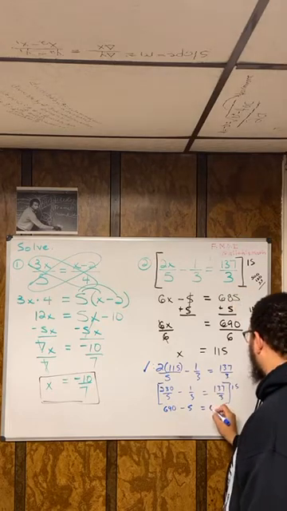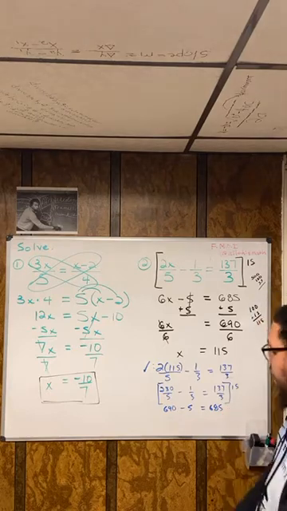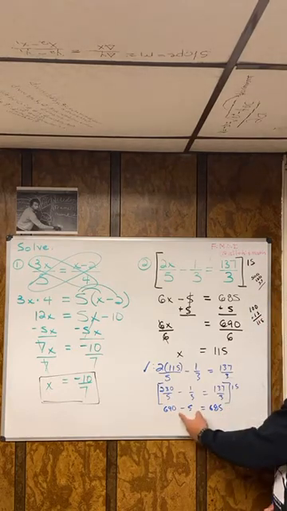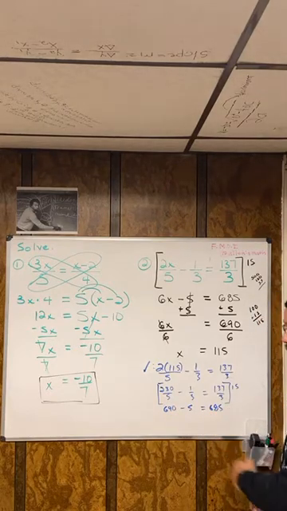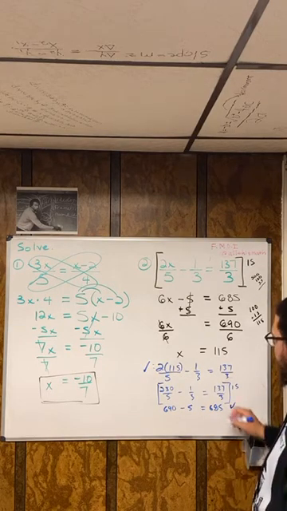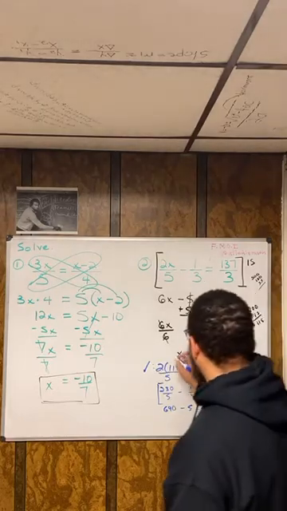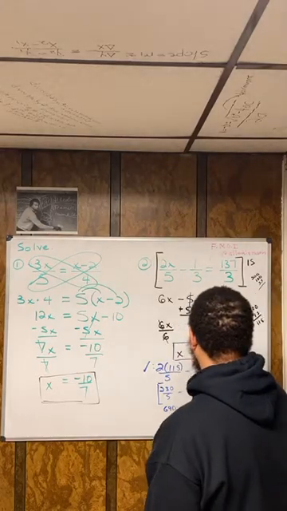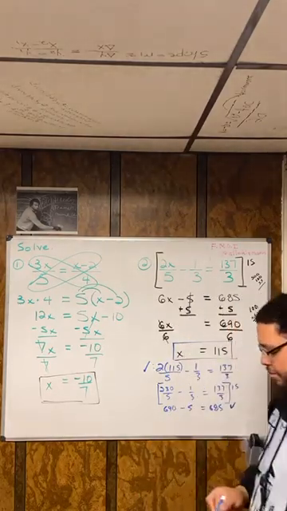It's 685. Now the question for us is, is 690 minus 5 equal to 685? And the answer is yes. So that means that this is correct. We checked it. And x equals 115.